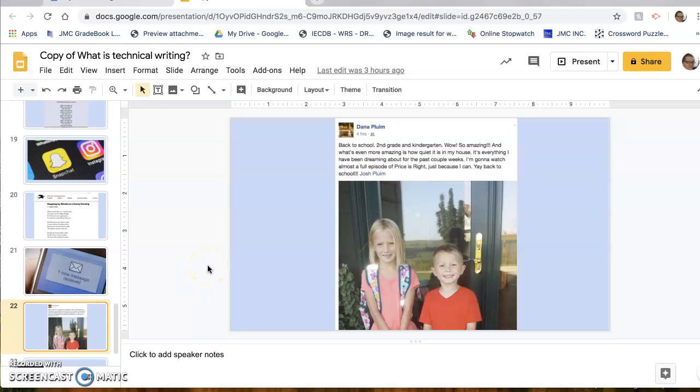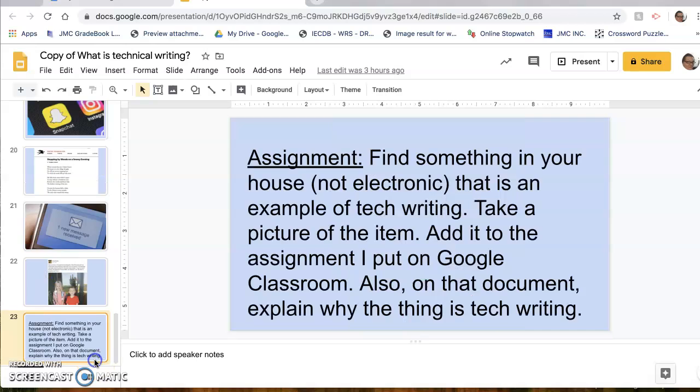And a Facebook post. This particular post was written by my niece a couple of years ago about the first day of school. And while it does have some information, it's got her opinions and it's written just to reach out to her family and friends. So it would not be considered technical writing. A Facebook post could be considered technical writing depending on the content.